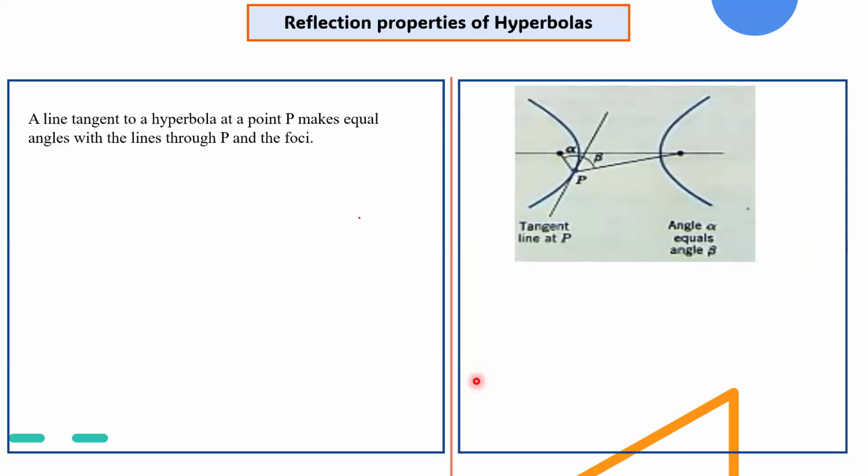Now the reflection property of hyperbolas: a line tangent to a hyperbola at a point P makes equal angles with the lines through P and the foci. Now I have a diagram showing that. Here we have our focus 1 and then our focus 2. We have a tangent and it touches the hyperbola at point P. So the angle between focus 1 and P and the angle between P and focus 2, which we have as alpha and beta, these two angles are equal.